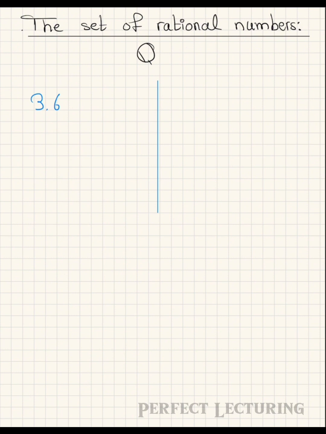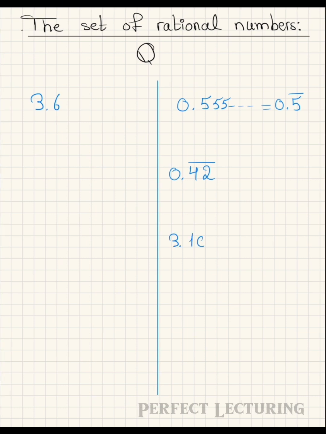What if I have 0.55555, etc.? That's a repeating number. It is not terminating, however, it's periodic. It is repeating, so I can write it as 0.5 bar. Or you might have something like 0.42 bar. This is also repeating. Or let's do one more example, let's say 3.102 bar.